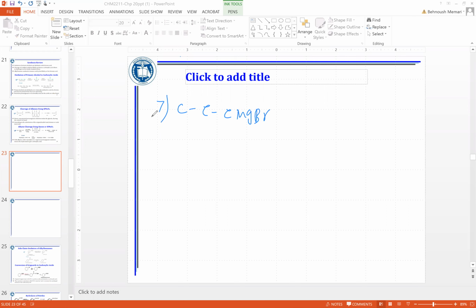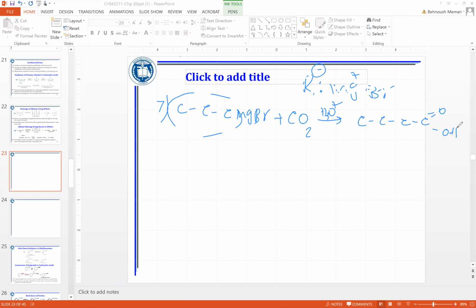RMgBr, you all know already what RMgBr is. It's like R negative, Mg positive, Br. That's the general formula. So we know that this side of the molecule is a strong nucleophile. Plus CO2, followed by hydrolysis. First you have to add the CO2 and then hydrolyze it. The product is going to be carboxylic acid.